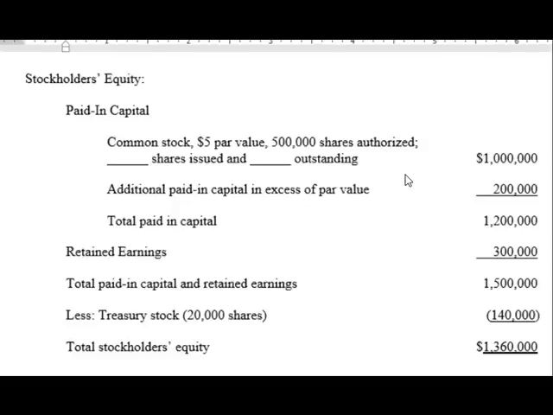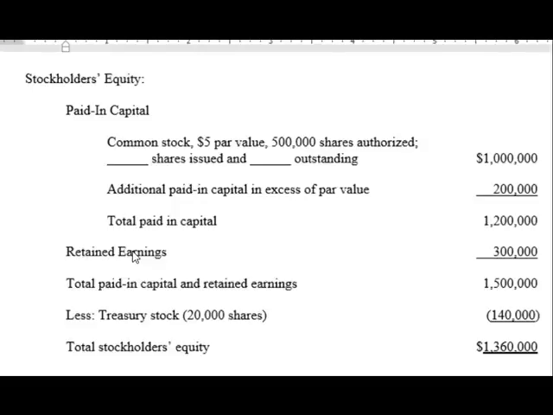Finally, we were asked for the cost of the treasury stock per share. And because we're learning the cost method of recording the purchase of treasury stock, we know this 140,000 is what it costs to buy these 20,000 shares. Therefore, to find the cost per share, we'll take 140,000 and divide by 20,000. And that answer would be $7.